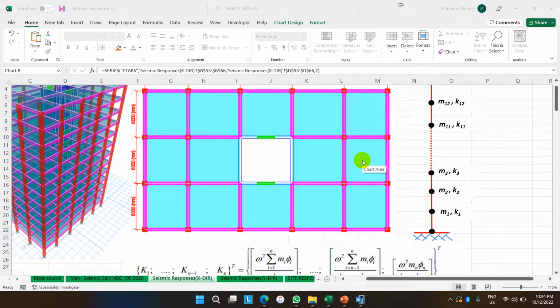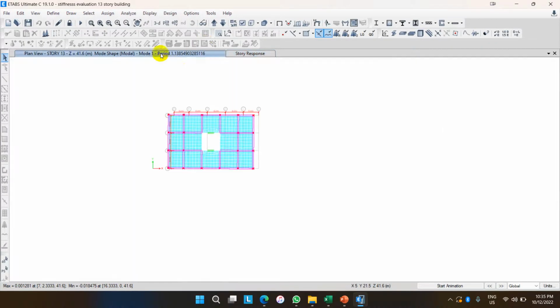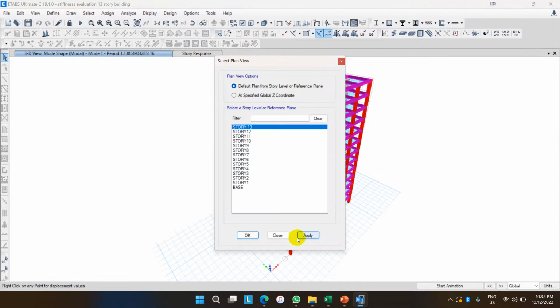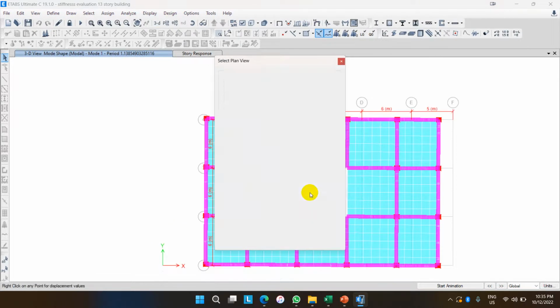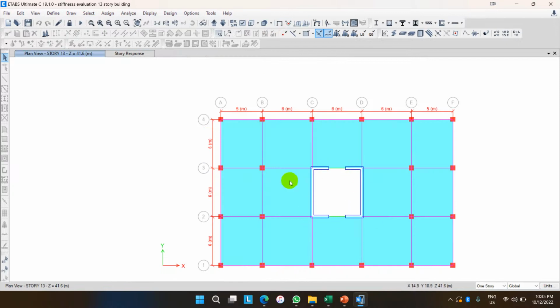Today I am going to evaluate the story stiffness of a multi-degree of freedom structure, which is a 13-story mid-rise building with dual structural systems consisting of shear wall and coupling beam. The arrangement of shear wall and coupling beam is like this. The green color frame indicates the coupling beam connecting these C-shaped shear walls, and the rest of the beam and column arrangement are like this.